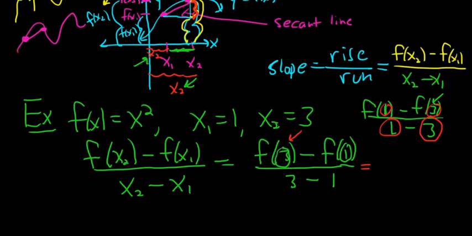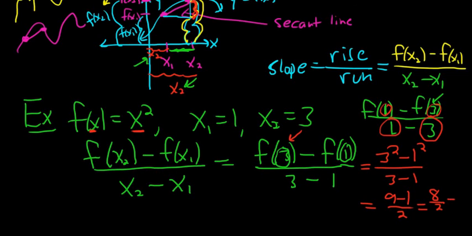So f of 3, well, here's f of x. That means we replace all of the x's with 3's. So it would be 3 squared minus f of 1, which is 1 squared, over 3 minus 1. So we get 9 minus 1 over 2. 9 minus 1 is 8, how convenient, over 2. And so we get an answer of 4. Hope that made sense.